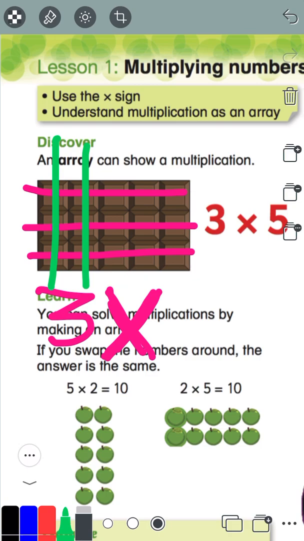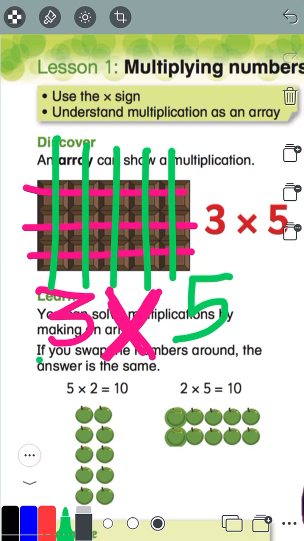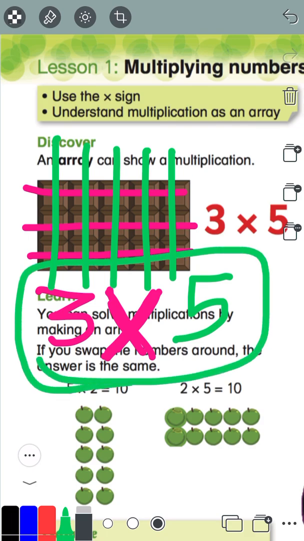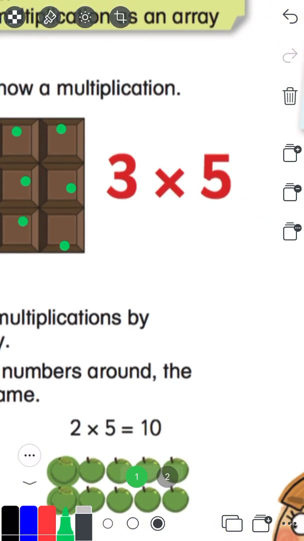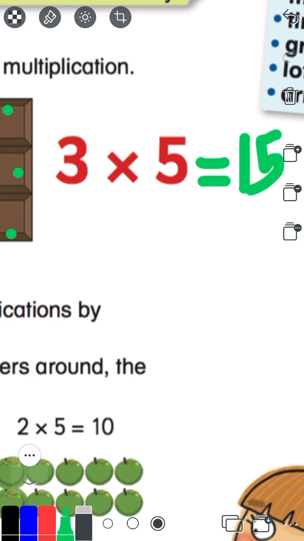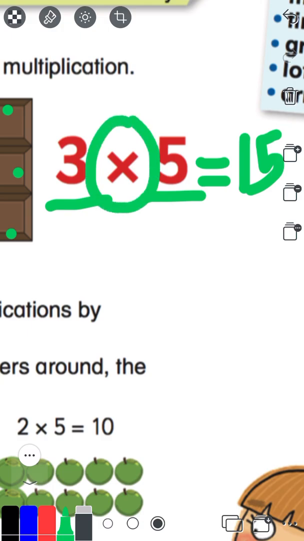1, 2, 3, 4, 5. So 3 times 5. 3 times 5 equals the small chocolates here. If you count the small chocolates here, they are going to be equal, look, 1, 2, 3, 4, 5, 6, 7, 8, 9, 10, 11, 12, 13, 14, 15. So 3 times 5 equals 15. 3, the number of rows, 5, the number of columns. And we call this times. So say 3 times 5 equals 15.